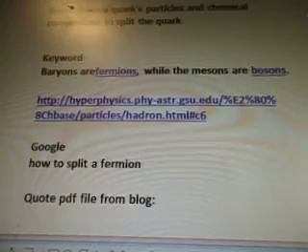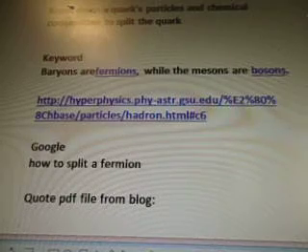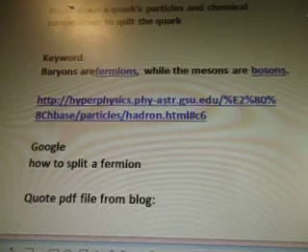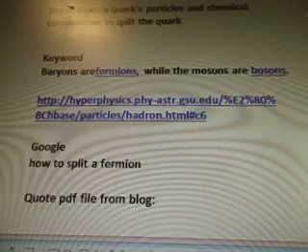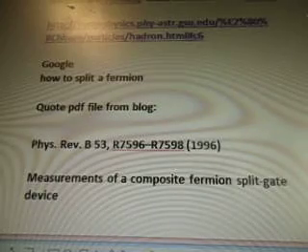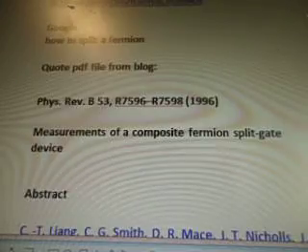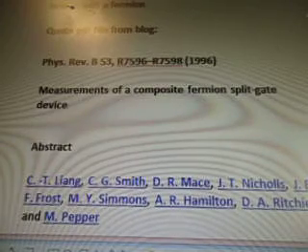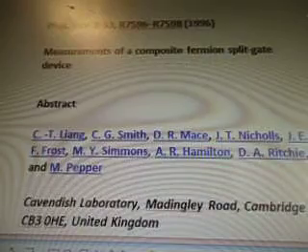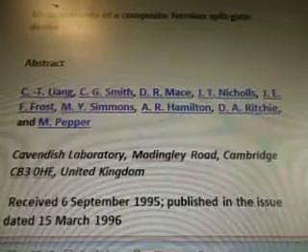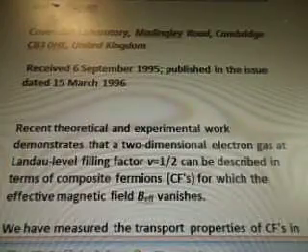the quark. Found some keywords on baryons and fermions and mesons or bosons on hyperphysics.phy-astr.gsu.edu. So I googled how to split a fermion, and I'm going to quote a PDF file from a blog, 1996, Measurements of a Composite Fermion Split Gate Device. There's all of our scientists. They are from the United Kingdom, and March 1996 it came out.